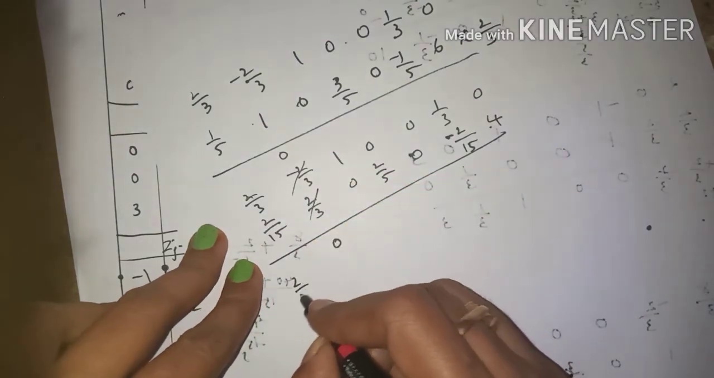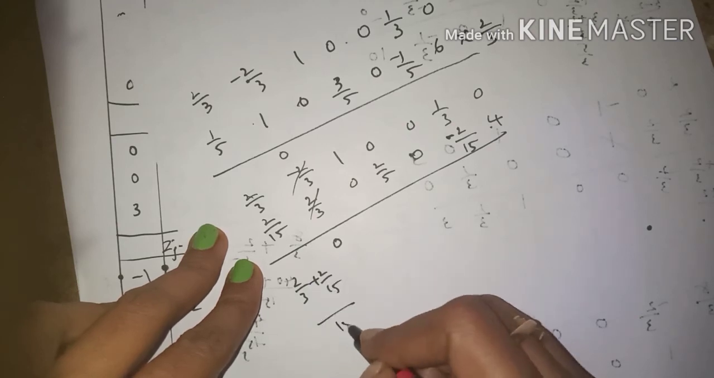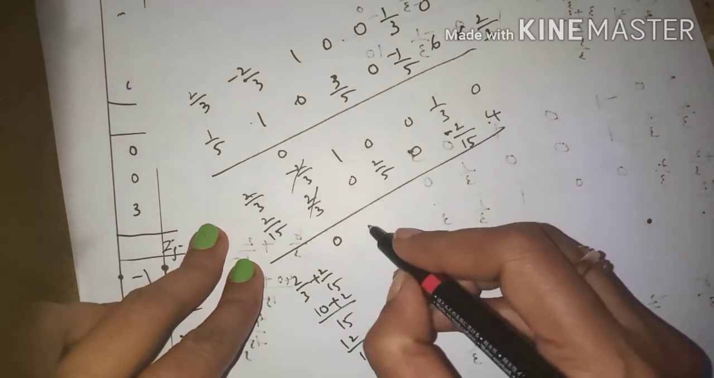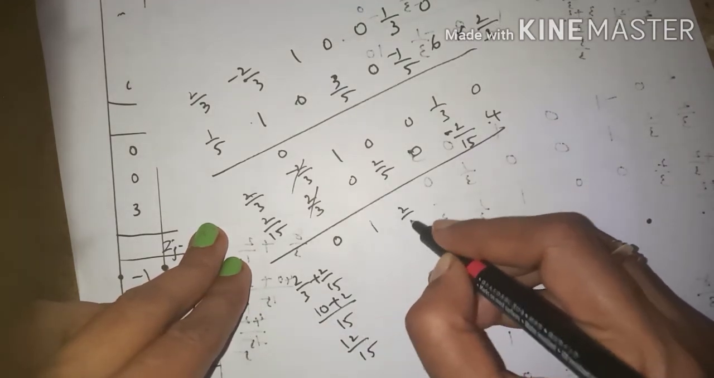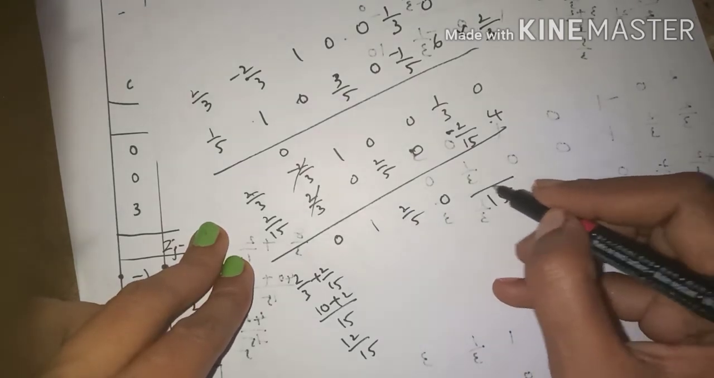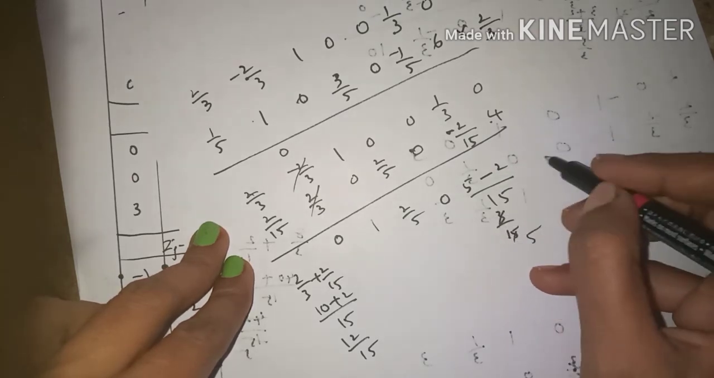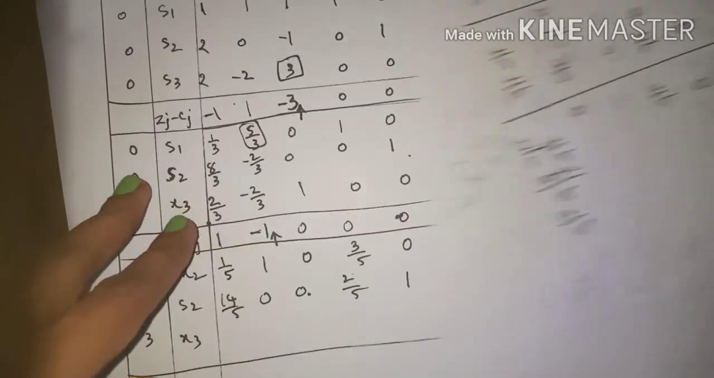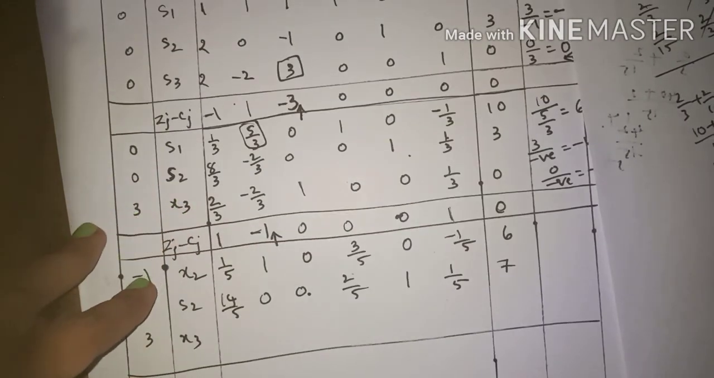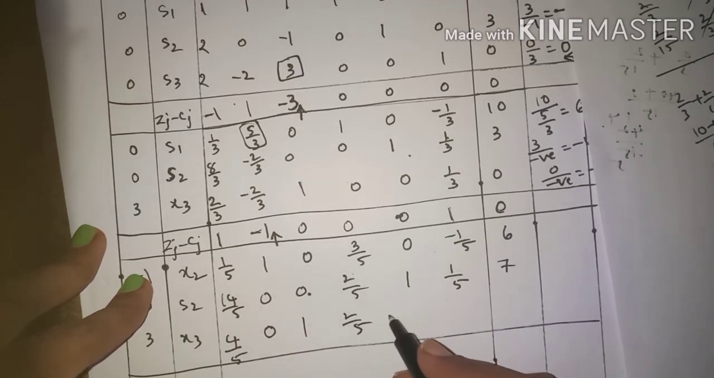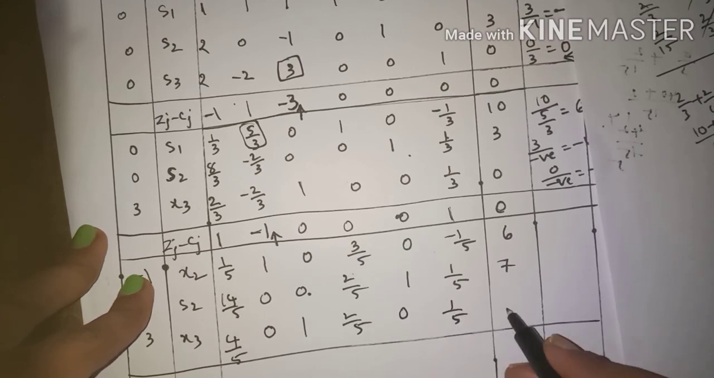How much will I get? 2 by 3 plus 2 by 15. LCM is 15. 12 by 15. 1 plus 0, 1, 2 by 5, 0. LCM, 3 by 15, 4. If you do simplifications, you will get like this. 4 by 5, 0, 1, 2 by 5, 0, 1 by 5, 4.